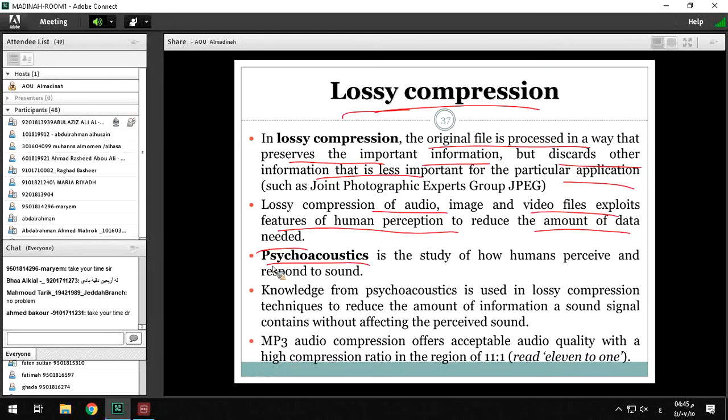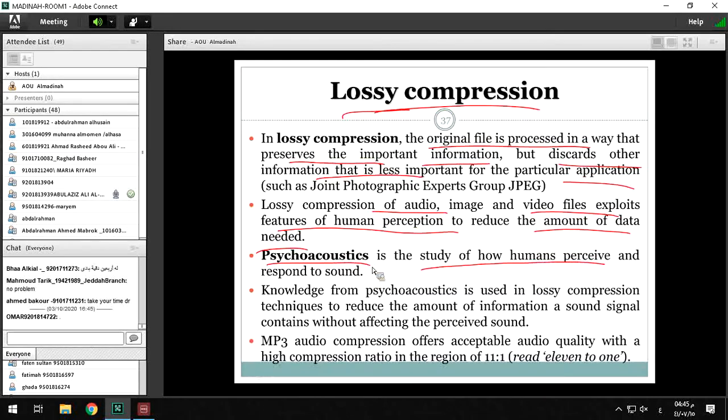Psychoacoustics is the study of human perception. Yes. Do you have any question? Mr. Rahman, do you have any question?